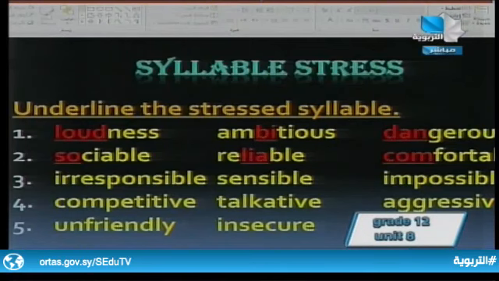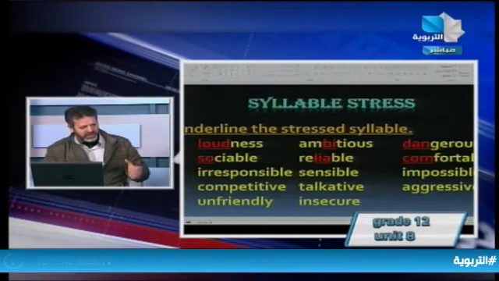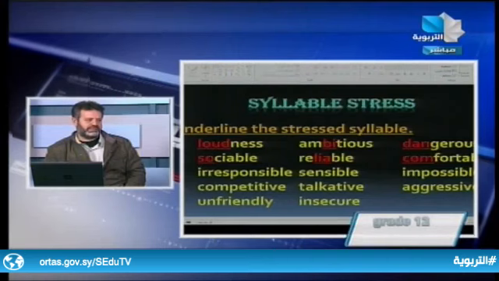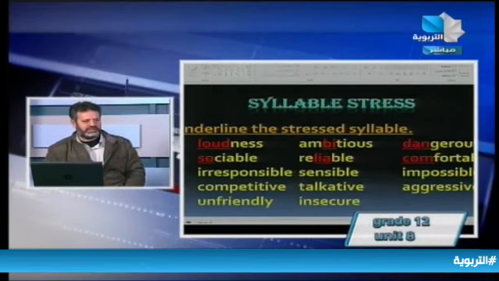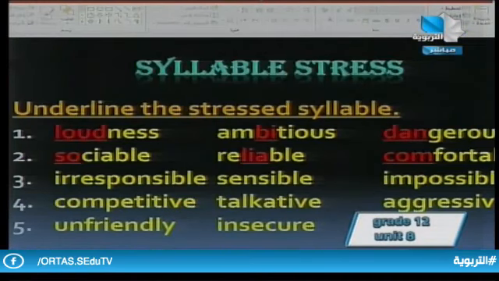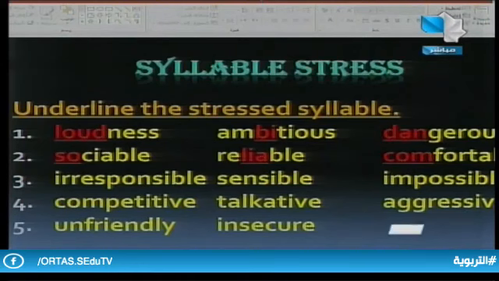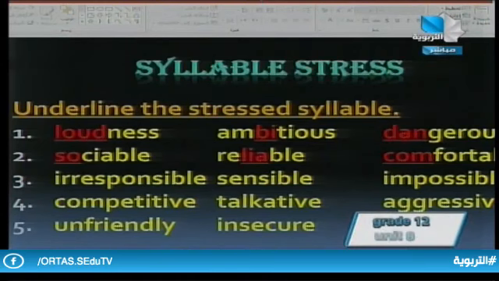The third word is comfortable. The stress is on the first syllable. Comfortable. Listen: "comf." So here the first syllable is the strongest one. Comfortable. Good. Thank you.